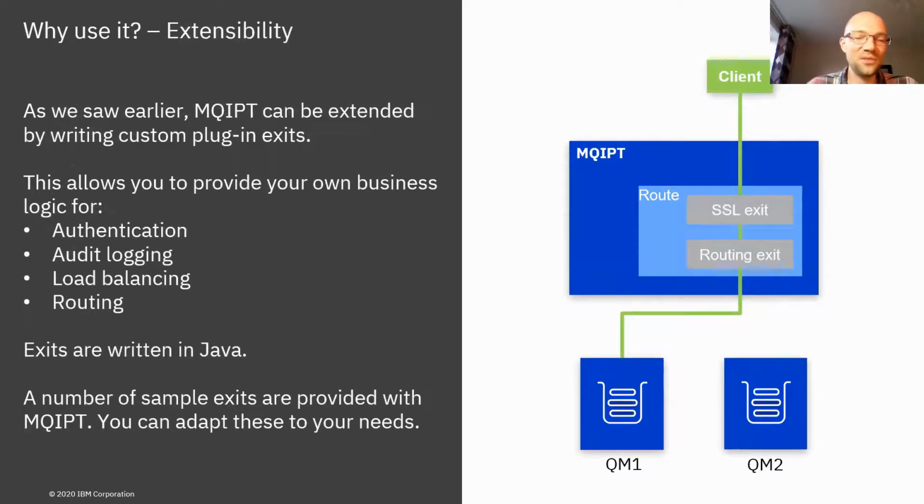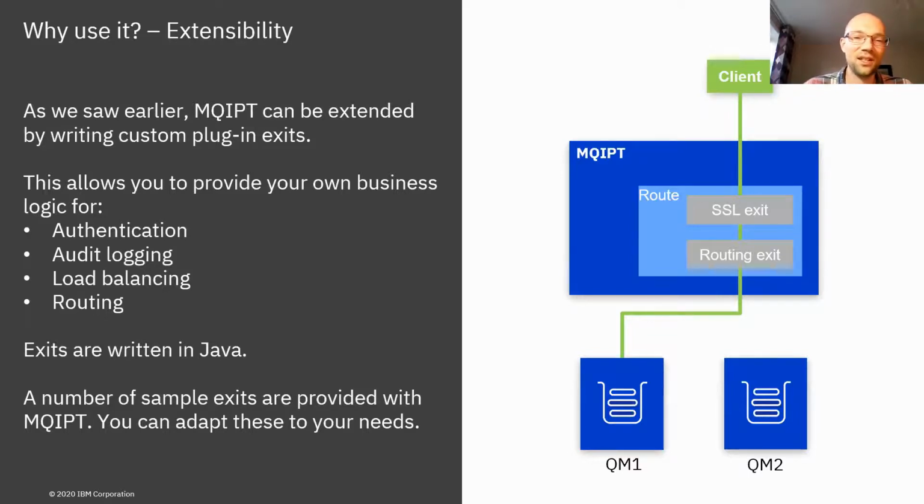And there's actually various other exits that you can write as well, if you want to customize MQIPT to make it more suitable for the solution that you have. So you can look at information for the TLS connection, for example, that comes into MQIPT, and you could allow or block connections based on specific information that you get from the TLS connection.